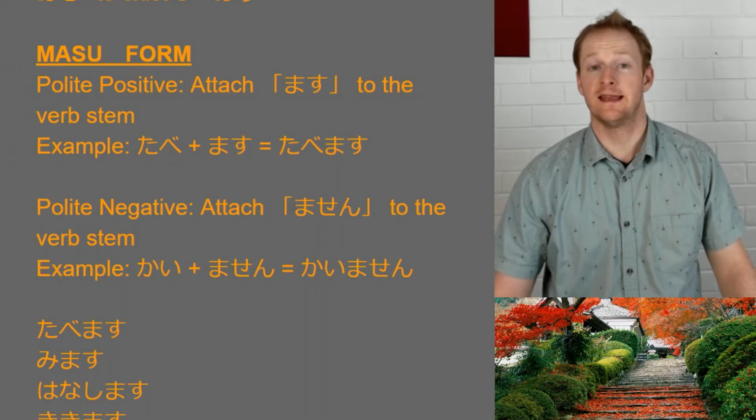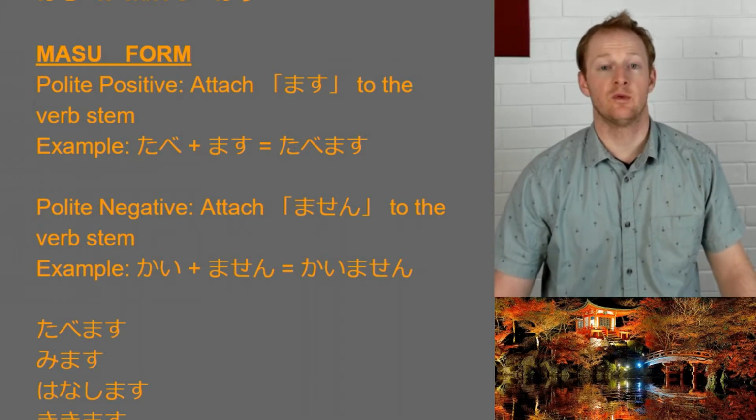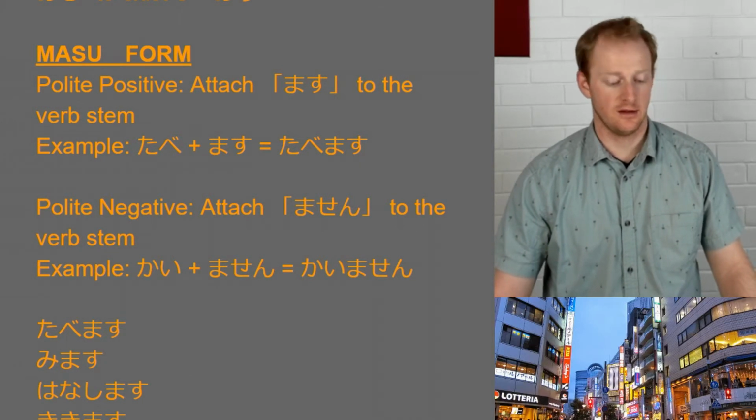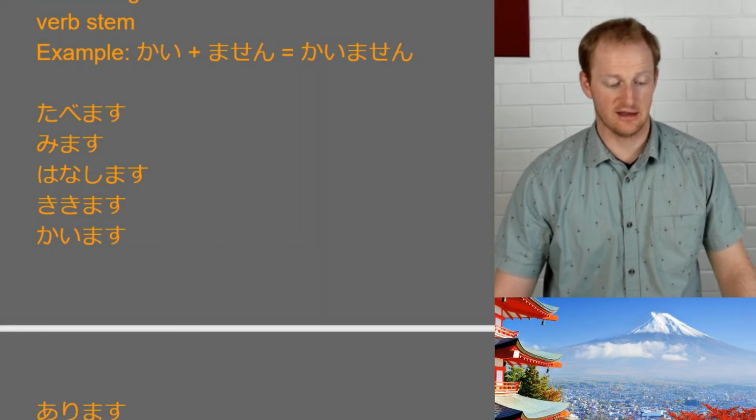Now for the polite negative form, what we could call the masen form, instead of attaching masu to that stem, we instead add masen. So it would be tabemasen, mimasen, hanashimasen, kikimasen, and so on.